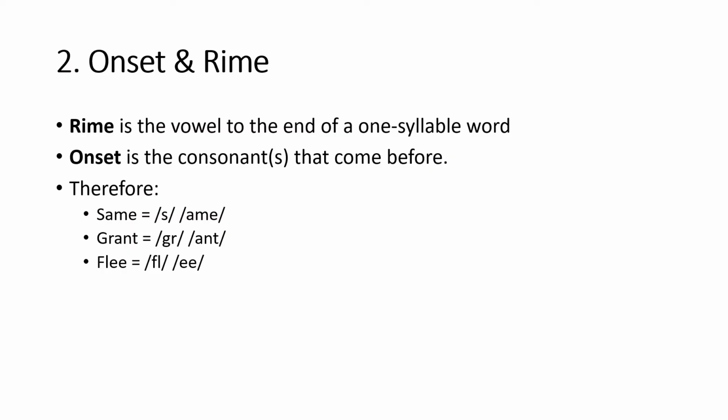The second point is onset and rhyme. Rhyme is the vowel to the end of a one-syllable word. Onset is the consonant or consonants that come before. Therefore, in the word same, the sound s is the onset and aim is the rhyme. In the word grant, the blend gr is the onset and ant is the rhyme. In the word flee, the blend fl is the onset and ee is the rhyme.